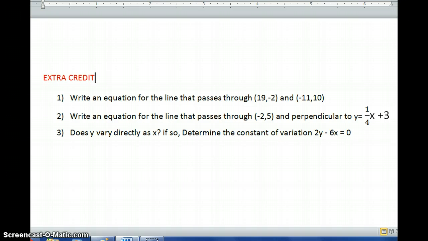And this will affect your homework grade, which is 20% of your grade. So it's very important that you do that. Okay, good luck. Thank you.